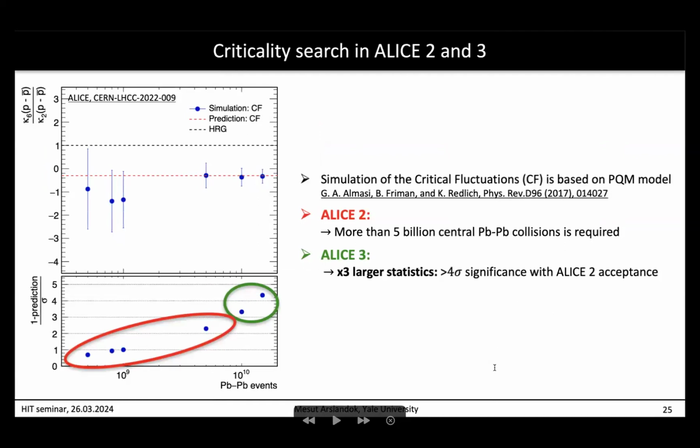In the end, this is just to show you what it would look like if I try to calculate kappa 6 over kappa 2 to claim a discovery. ALICE 2 would give me a 2 sigma effect, and in ALICE 3, hopefully we will get even more than 4 sigma for central collisions, only looking at this ALICE 2 acceptance, actually. This is just to give you an idea.